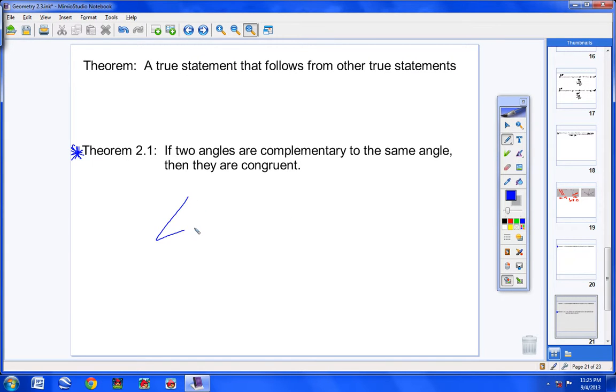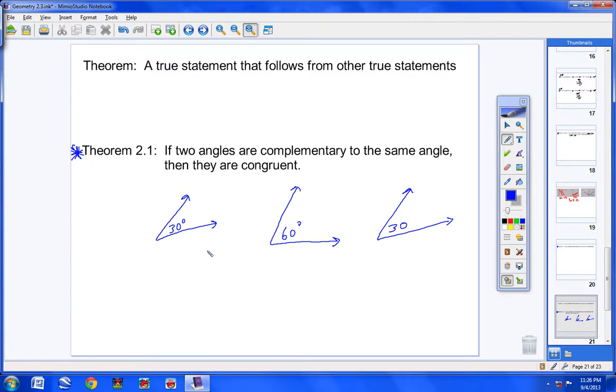I want you to draw an angle like this, and we're going to call that 30 degrees. Then draw another angle that's not quite 90, bigger than 30, and we're going to call that 60. Then come over here and draw another 30-degree angle. Okay, go ahead and do that. Now let me prove to you what this theorem is saying.